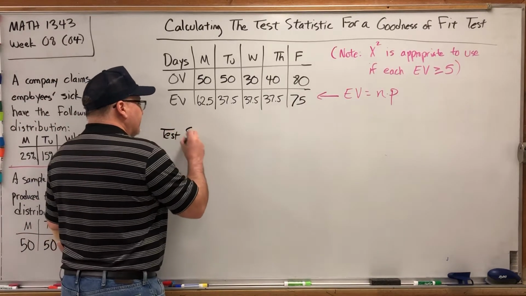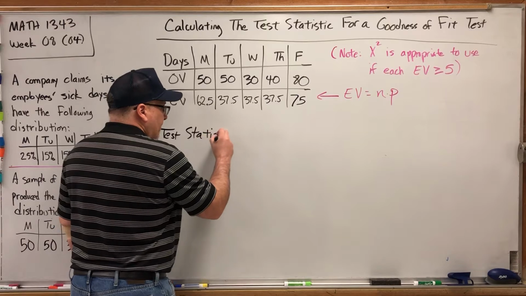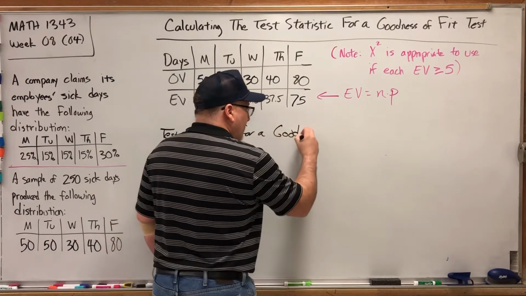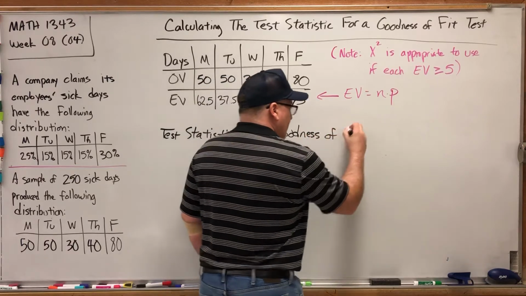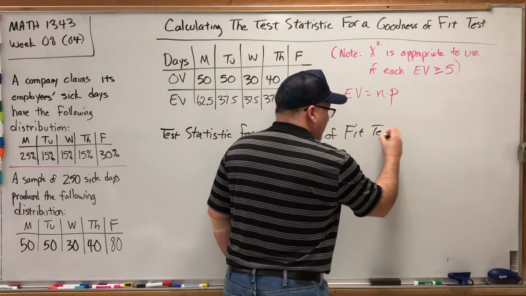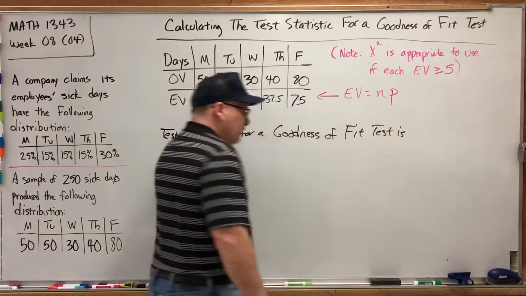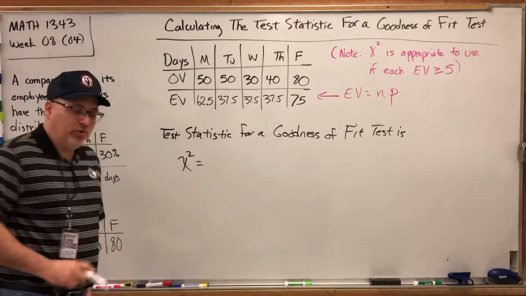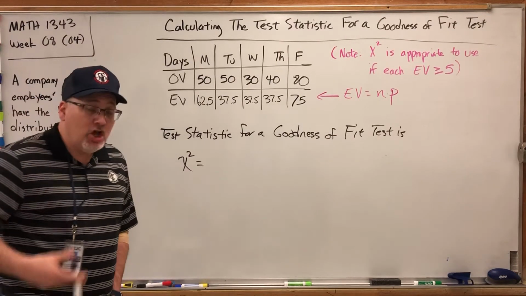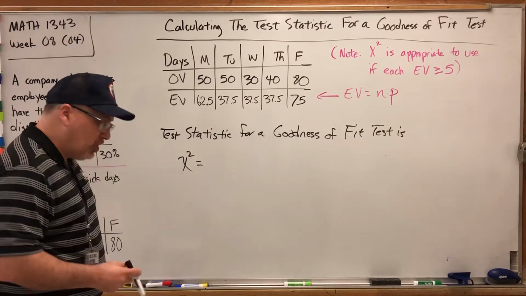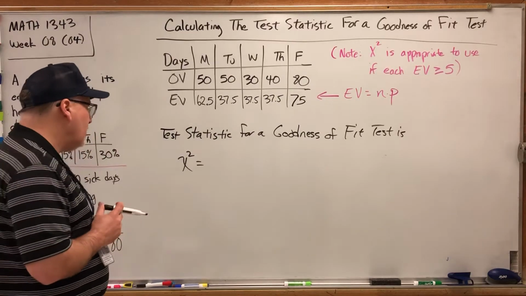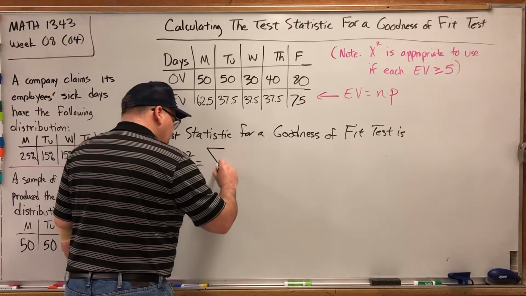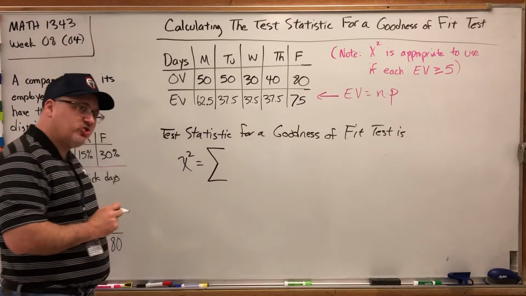The test statistic for a goodness of fit test calculates a value of chi-squared, but it's not one we look up from a table. You don't look up test statistics, you calculate test statistics. You look up critical values. The formula is a sum. So we're going to have a capital sigma, and I'll remind you what that means in just a second.